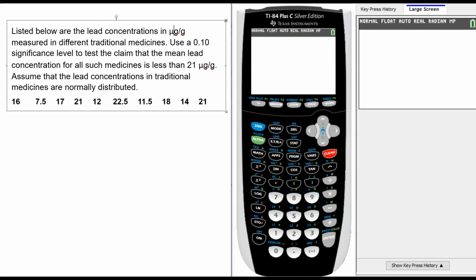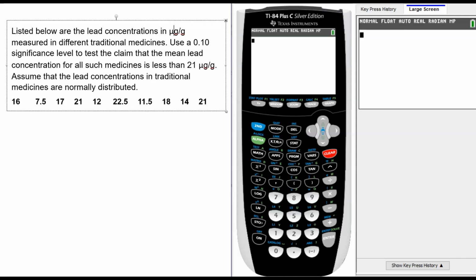Today we will learn how to test the claim about the population mean given raw data. We will perform this test using the graphing calculator and then on StatCrunch program. Let's read the example. Listed below are the lead concentrations in micrograms per grams measured in different traditional medicines.